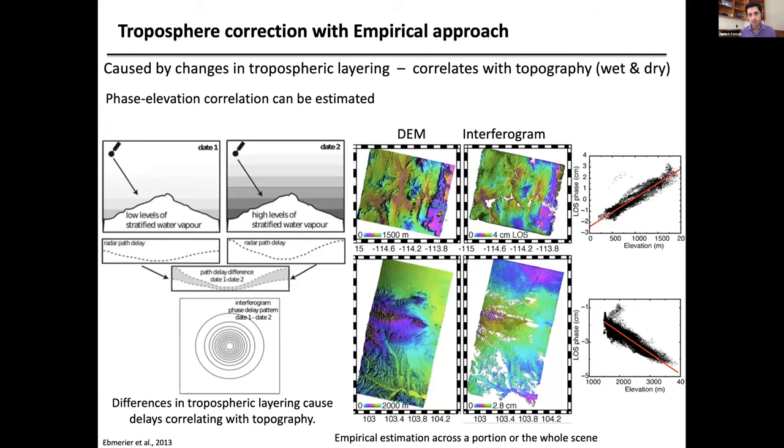The assumption is that the troposphere is stratified and shaped by the topography of the ground. So here is one good example, the DEM of the area, and that's the interferogram. So just visually, you can see that there is a significant correlation. And you can see that the one-to-one plot shows that correlation nicely. Another example that shows the same thing.